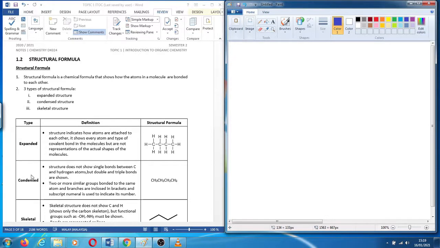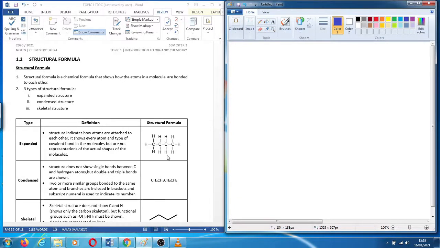The second one is condensed. In an easy word to understand, condensed means mampat. This structure does not show single bonds. You should not show the single bond between carbon and hydrogen atoms, but you have to show the other functional groups such as double bond and triple bond.